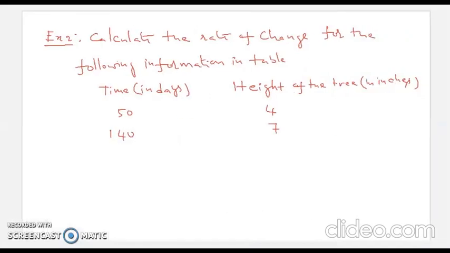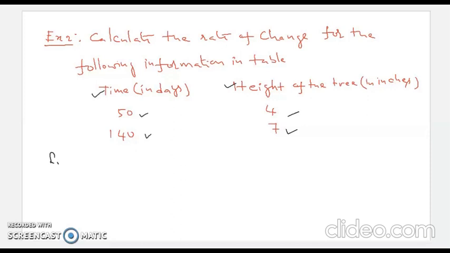Now coming to the second example. Calculate the rate of change for the following information in the table. Here the information is time in days and height of the tree in inches. For 50 days it grows 4 inches. For 140 days the tree grows 7 inches. Now we are going to find the rate of change of height of the tree.